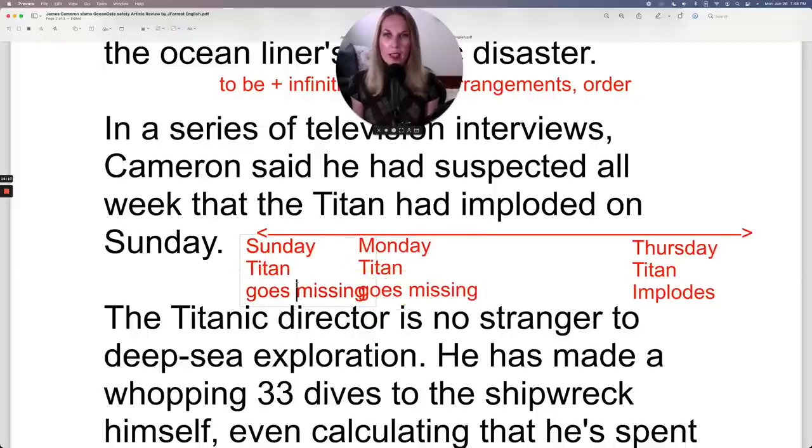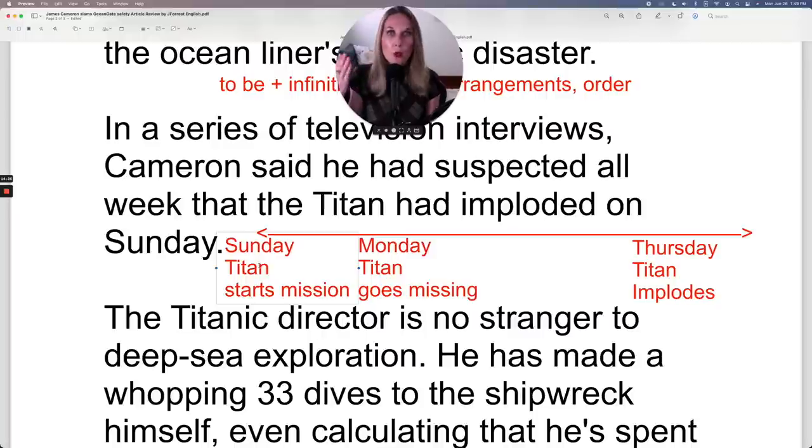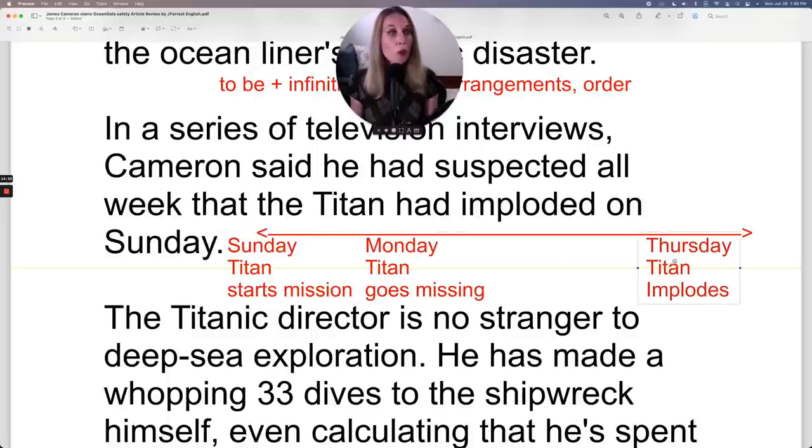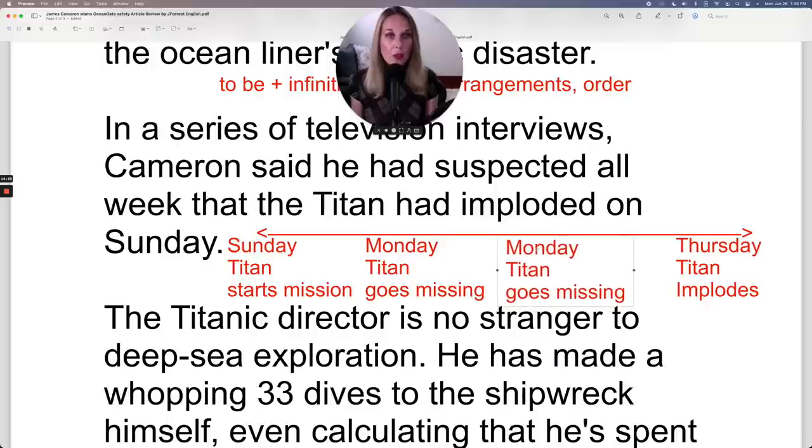And maybe we can say on Sunday, Titan starts its mission. So it begins to explore. It starts its trip. It begins to explore the wreckage. It goes on its way. So Sunday, Titan starts mission. Monday, Titan goes missing. Now Thursday, Titan implodes. But here on Monday, Titan goes missing, well, then maybe that same day or maybe Tuesday or Wednesday, James Cameron suspects it implodes.